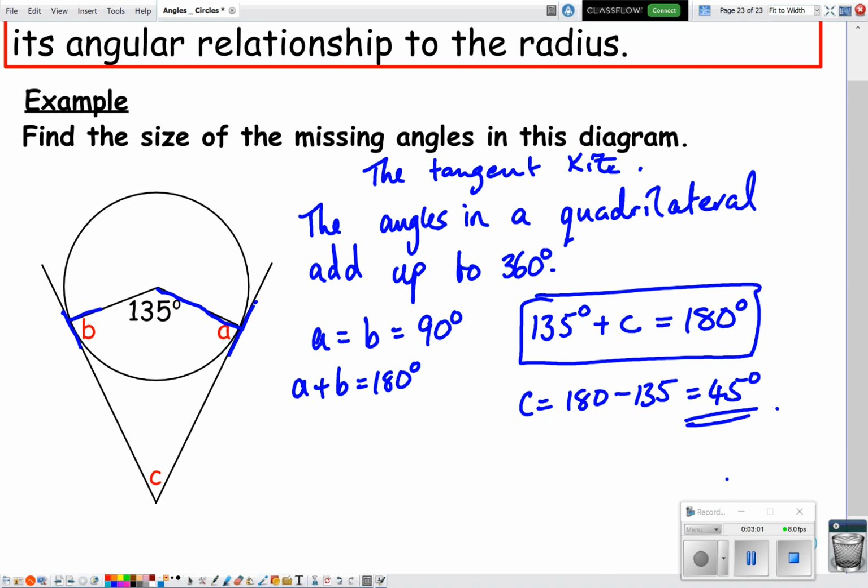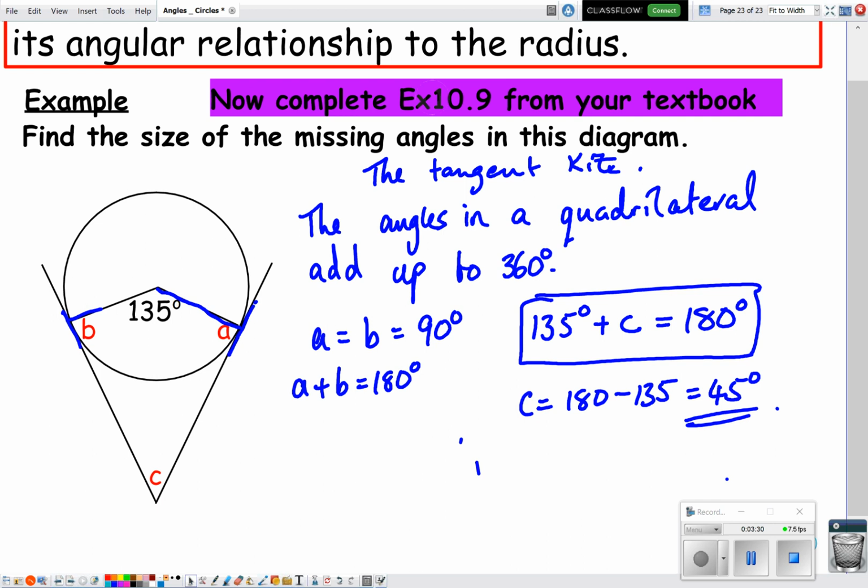So this is a special scenario. So if you've got a shape like this, just consider, well, hang on a minute, A and B are both right angles. They both add up to 180. So taking 180 off of the total for a quadrilateral leaves you with 180 left, which is what the angle at the center of the circle and the angle at the peak of the kite should both add up to, 180.